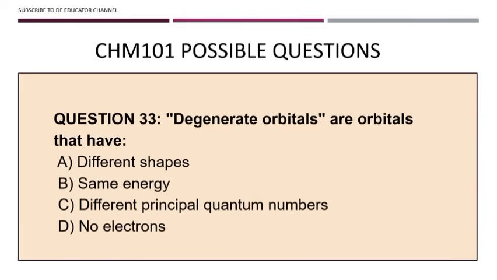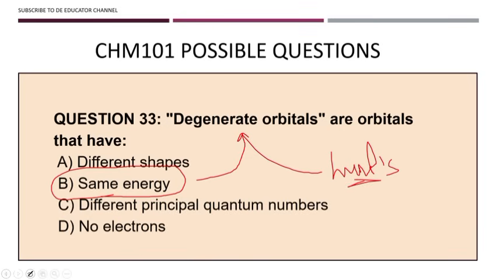33. Degenerate orbitals are orbitals that have the same energy. Those are what we call degenerate orbitals. All right. So when you hear degeneracy, degenerate orbital, the rule that talks about it is Hund's rule. Remember, we have three rules for electronic configuration. So it's Hund's rule that talks about that.